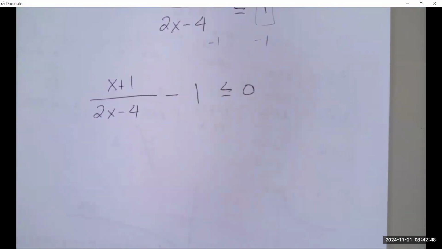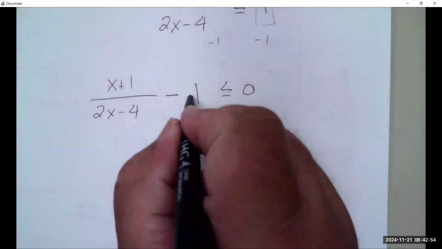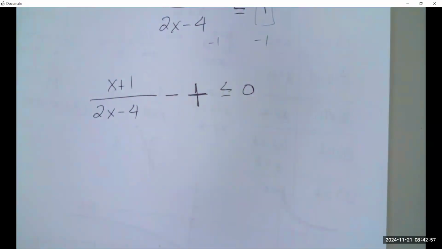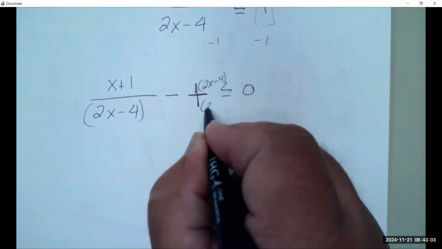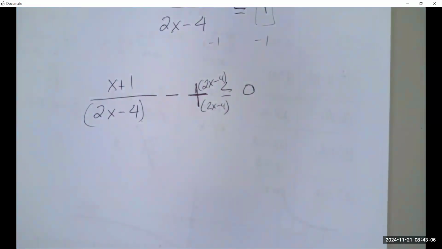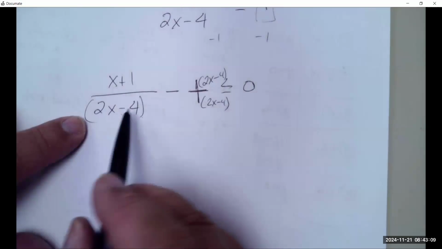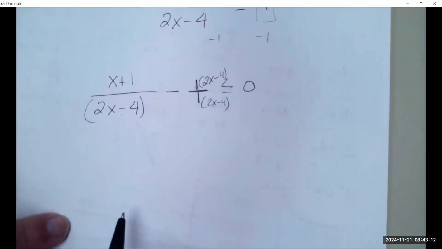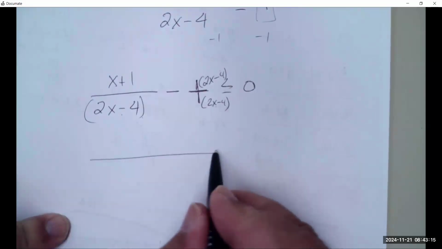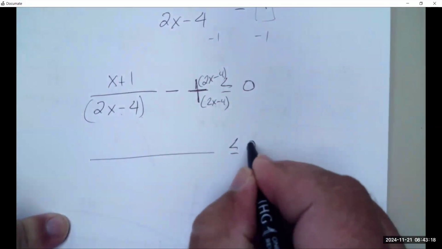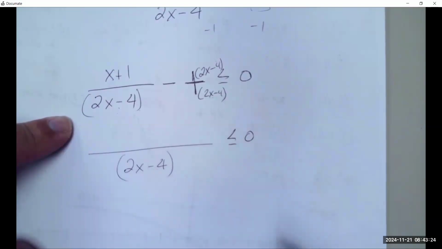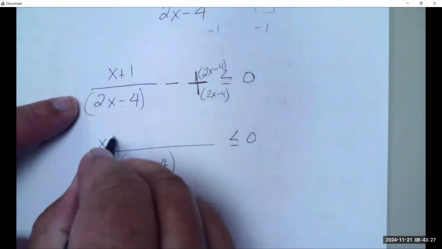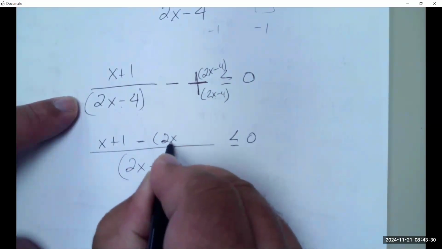What's the rule for subtracting fractions? You have to have a common denominator. So this one now is just 1 over 1. What's my common denominator? 2x minus 4. So since that's already there, I can multiply 2x minus 4 over 2x minus 4. Is less than or equal to 0. I have a common denominator, 2x minus 4. On top, I have x plus 1 minus 2x minus 4.